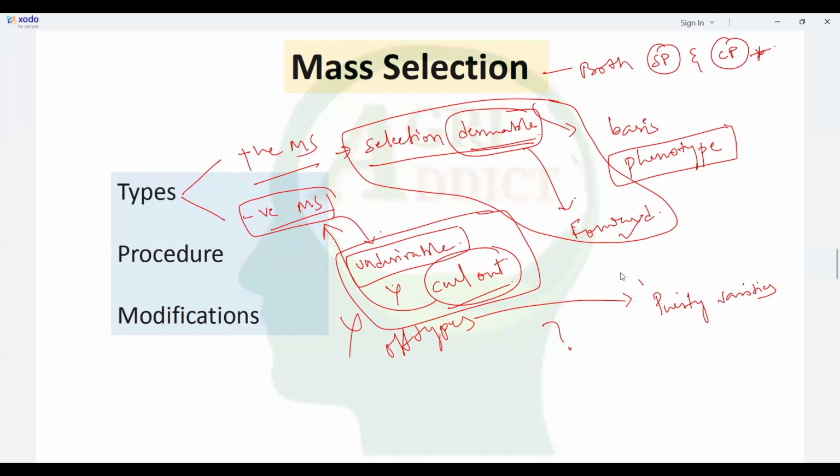So this is the brief explanation about the different types of mass selection. And then who gave the mass selection? Any idea? Pure line selection, Johannsen. Mass selection. Yeah, someone was telling mass selection was given by Jensen. Okay.